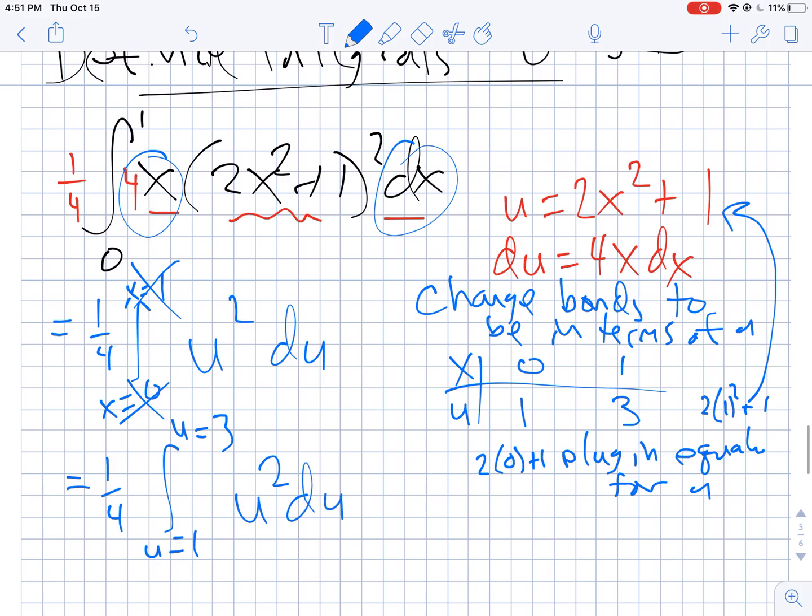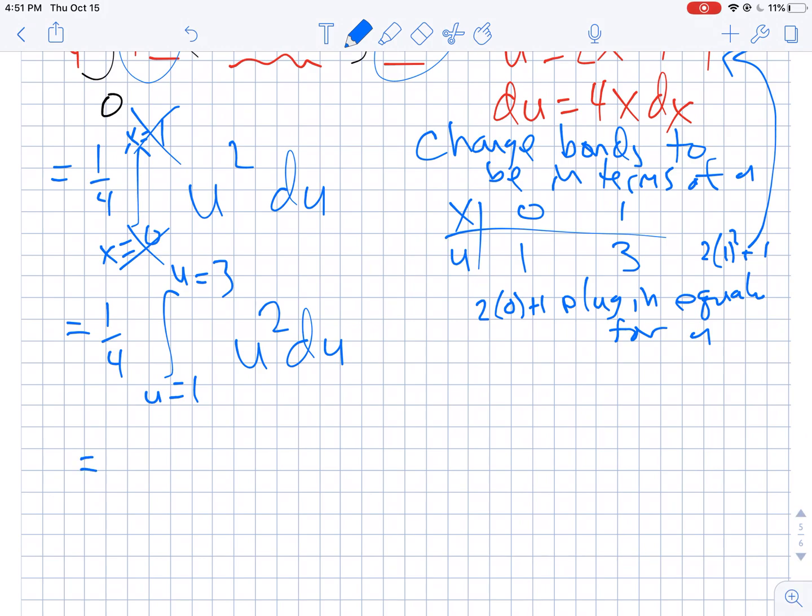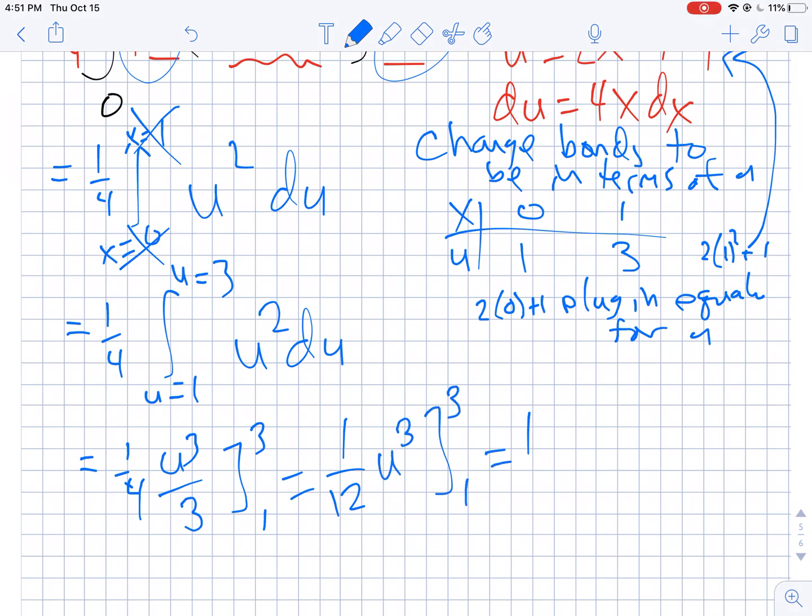Now, here's the beauty of this method: you don't actually need to change it back in terms of x. So I could just write this as 1/4 times u cubed over 3 going from 1 to 3. So that's 1/12 times u cubed going from 1 to 3. That's 1/12 times 3 cubed, which is 27, minus 1 cubed, which is 1. So that is 26 divided by 12. Okay, so that's how you do a u sub.